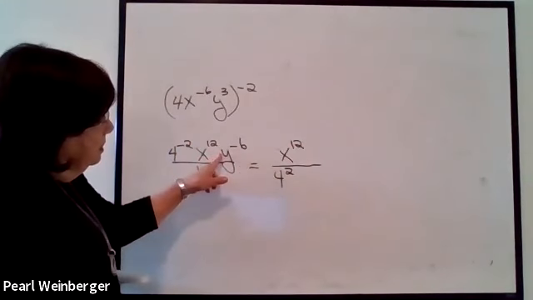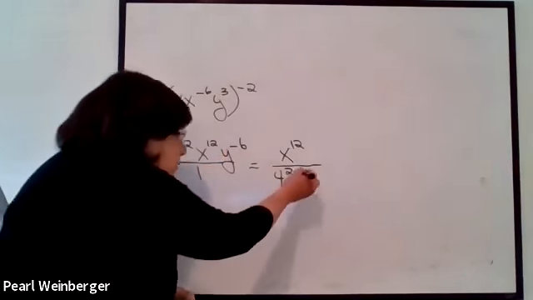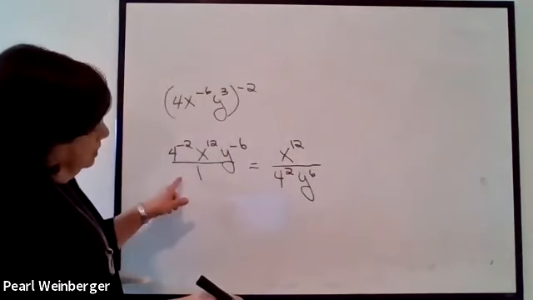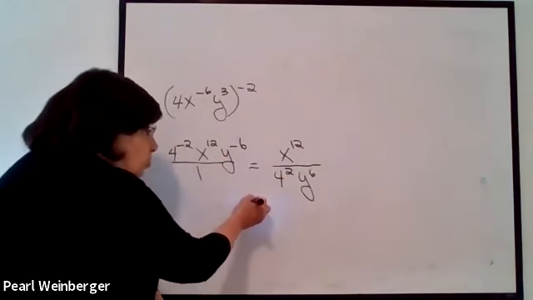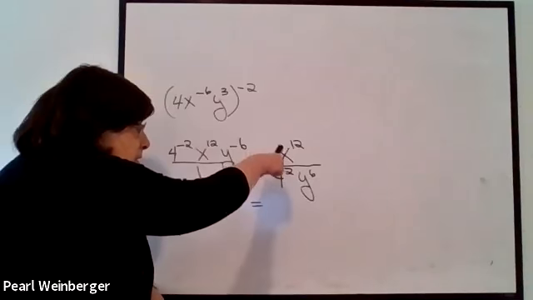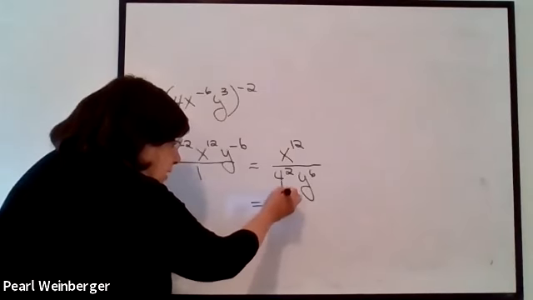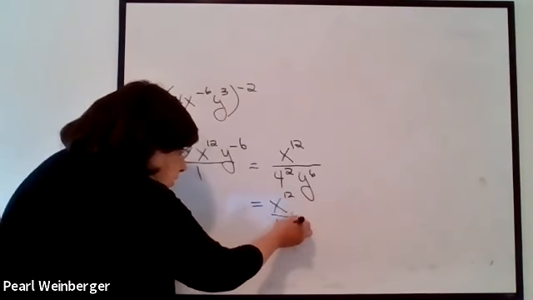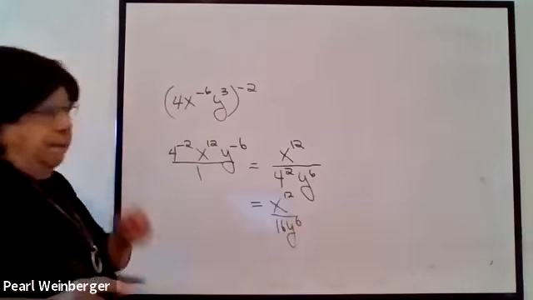And the last thing I see is a y to the negative 6. Its exponent is negative. It's on the top. It's going to have to go to the bottom. Notice there's a 1 in the bottom, but 1 times anything is that number. So now all I have to do is change this 4 squared into a 16, and I get x to the 12 over 16y to the 6. I can't reduce anything because this is an x and this is a y.